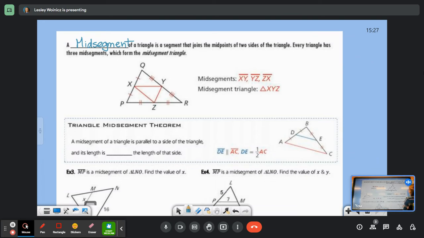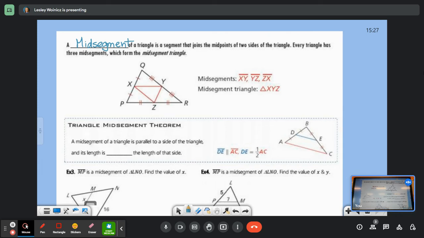Okay, so you can see here X is the midpoint of QP and Y is the midpoint of QR, and that little midsegment connects them. Okay. Yeah, that's pretty self-explanatory. I don't know that I have a whole lot to say about that. Let's talk about the theorem.